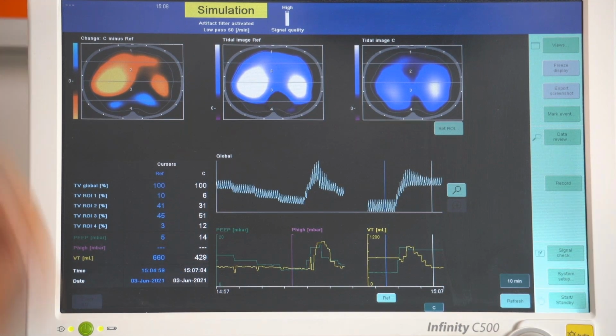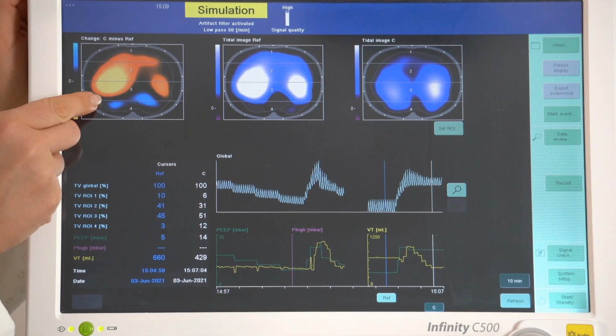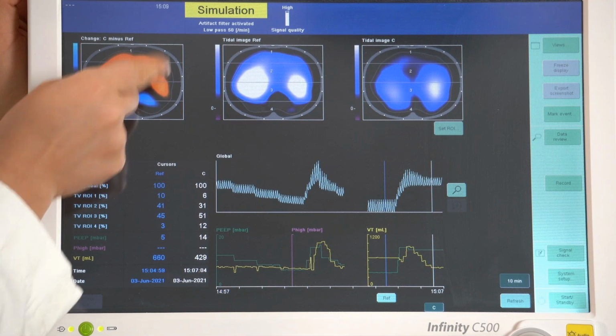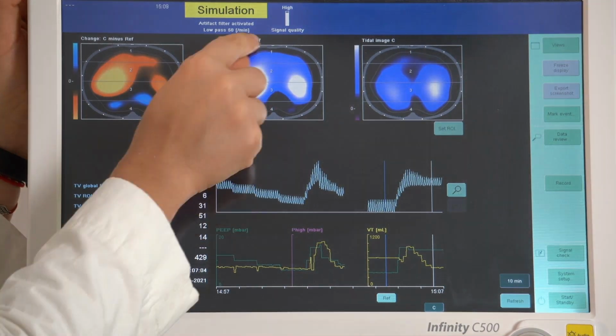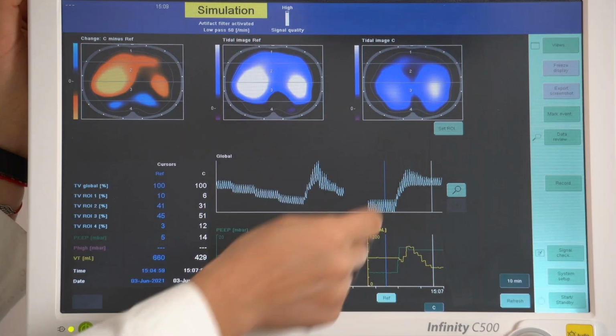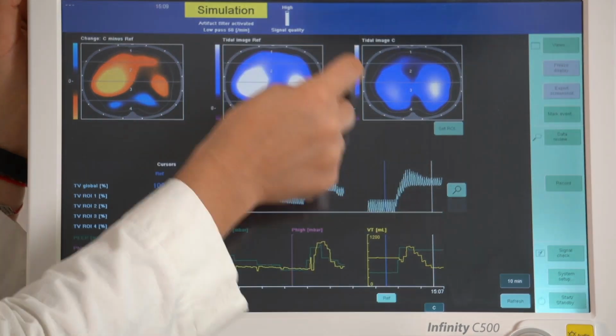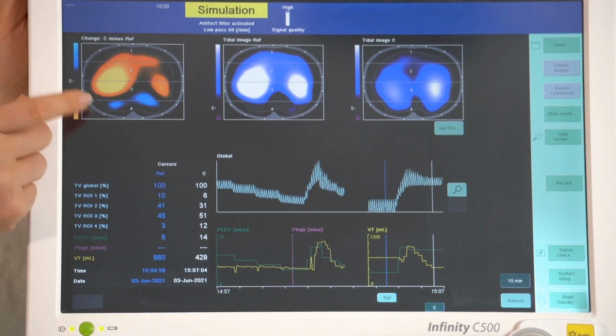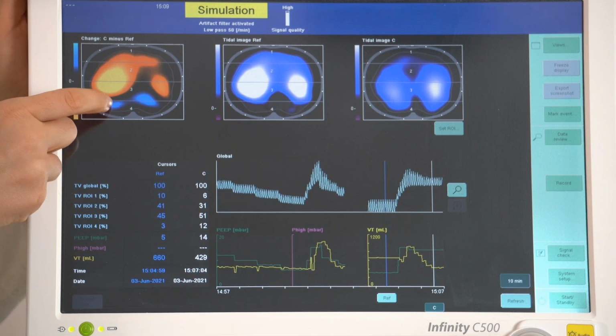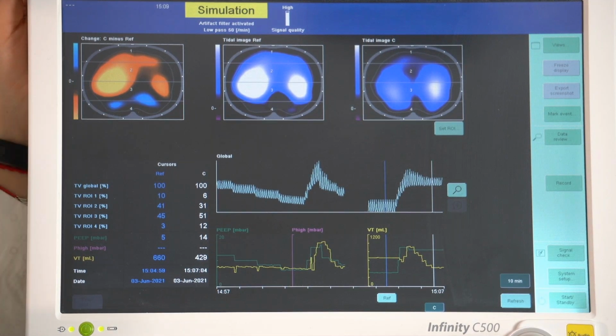But what is the better way of comparing this? We have this change image, and this change image basically demonstrates the difference between the tidal image at the point of reference and the tidal image post-recruitment. And then we have different colors. The cyan blue color means increase in ventilation. The orange color means decrease of ventilation.